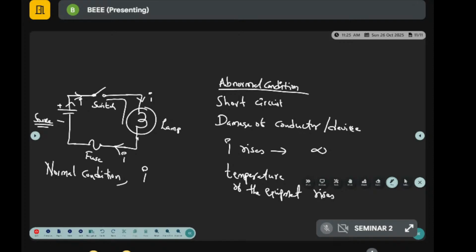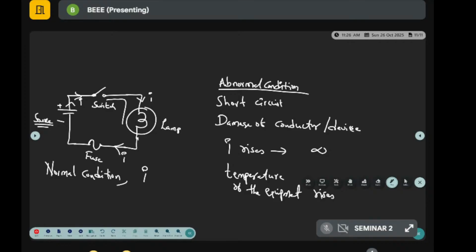This is the normal condition. Whenever an abnormal condition occurs, the current through the lamp or any fan, any electrical equipment rises, and the temperature of that equipment also rises. Whenever the temperature increases, the winding in the circuit will get melted. So to protect this lamp, we are using this fuse.